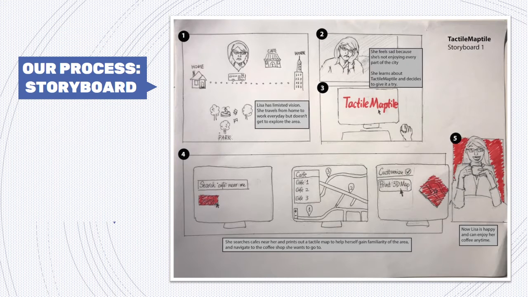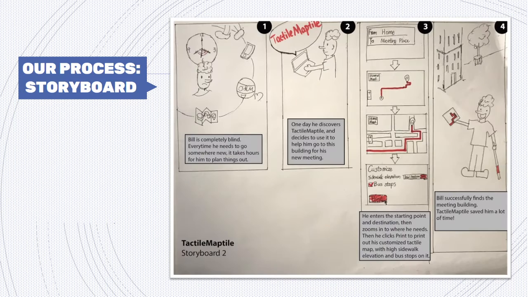We created storyboards to illustrate potential use cases for the product. In this storyboard, a user with limited vision is able to explore the area and finds a new cafe to enjoy. In another storyboard, a blind user uses tactile maps to find the building for his next meeting. We created a prototype using Figma to demonstrate the user flow.